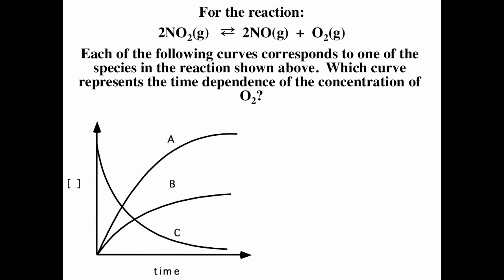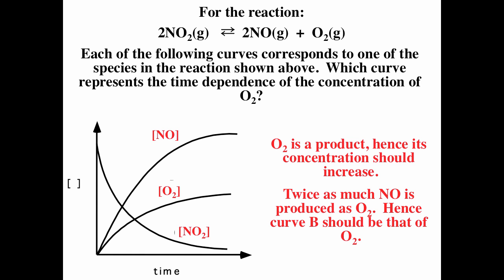Now, according to the coefficient, we should produce NO twice as fast as we produce O2. And so that tells us that that top line is the concentration of NO. The second line is the concentration of O2. And the third line is the concentration of NO2.